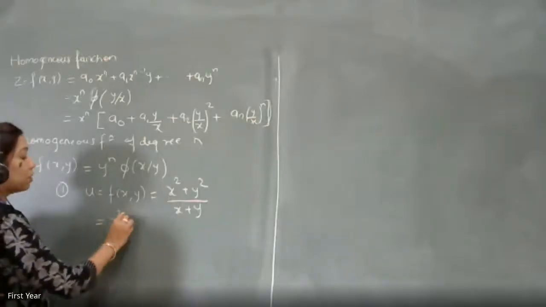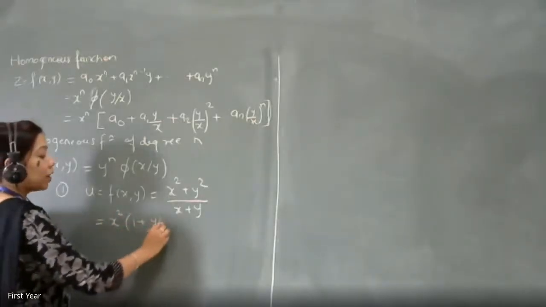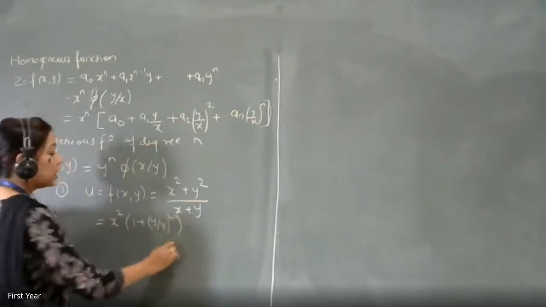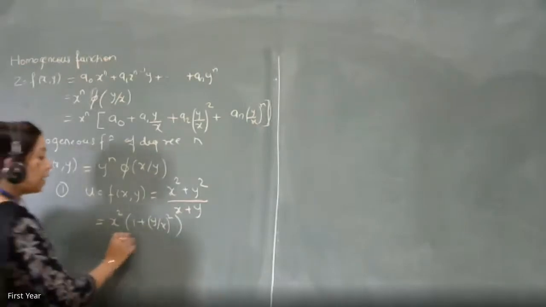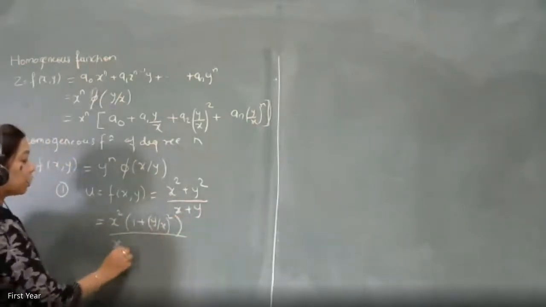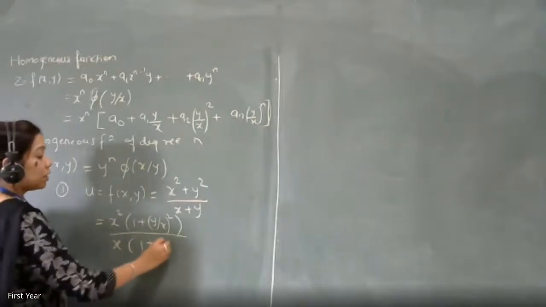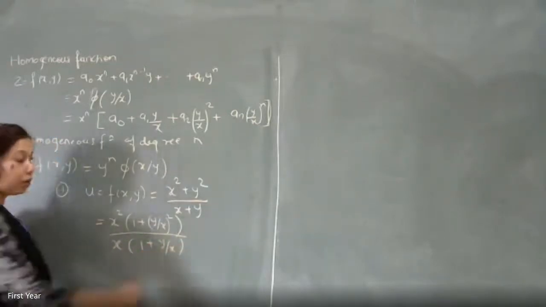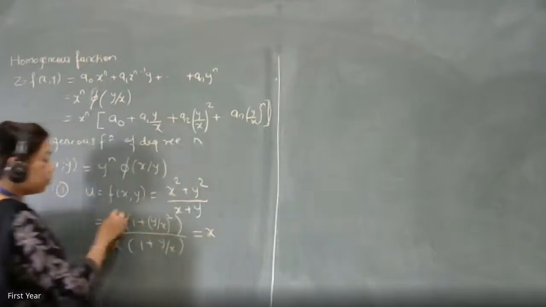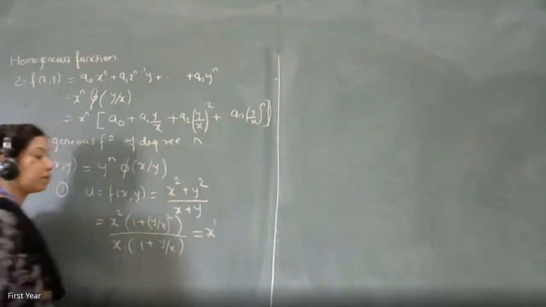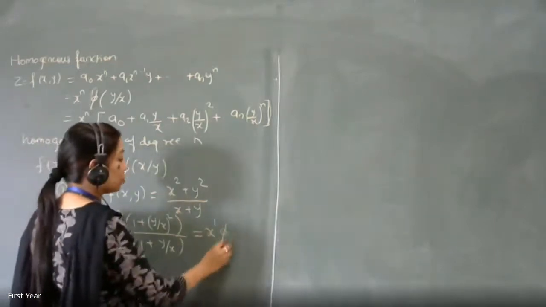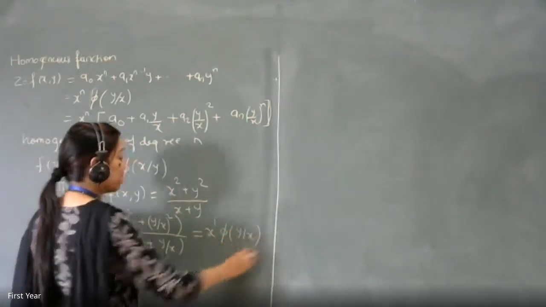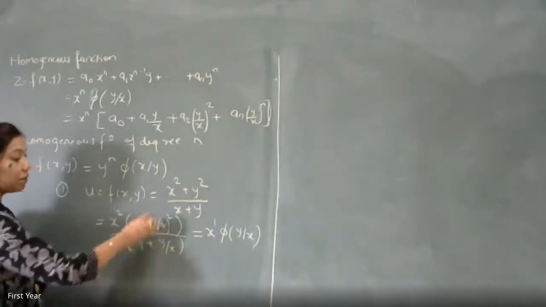2. So I can take x square common. If I take x square common, I will get x square into 1 plus y by x the whole square, divided by, what's the degree of the denominator? 1. So I can take x common. It will be 1 plus y by x. So in all, it is x to the power 2 minus 1, that is x to the power 1, into some function of y by x.